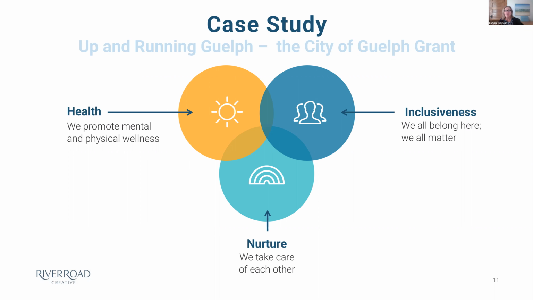But the city of Guelph had a grant and they wanted to apply for it. So we looked at the City of Guelph website, their big visions for the future: health, inclusivity, nurture. So we looked at, okay, what does Up and Running do? It's this group of women that help other women. So they're promoting mental and physical wellness. They're promoting belonging and taking care of each other.